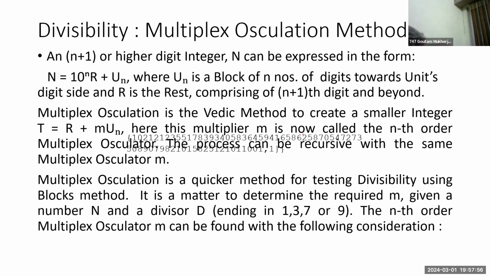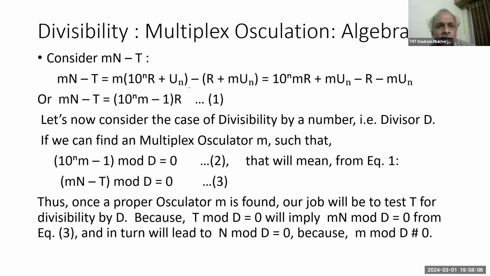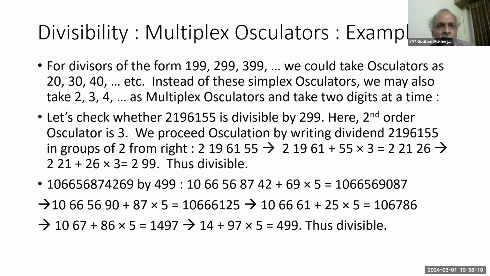Now I come to multiplex oscillator. So it is like this actually. This consideration is same for this one. Actually for divisors of the form 199, 299, 399, we could have taken oscillator as 20 into 10 minus 1, 30 into 10 minus 1, 40 into 10 minus 1. Now instead of that, we do like this: 2 into 100 minus 1, 3 into 100 minus 1, 4 into 100 minus 1, as multiplex oscillator and take 2 digits at a time. Let us say whether this one is divisible by 299. Then the second order oscillator is 3 because it is 300 and 300 minus 1.